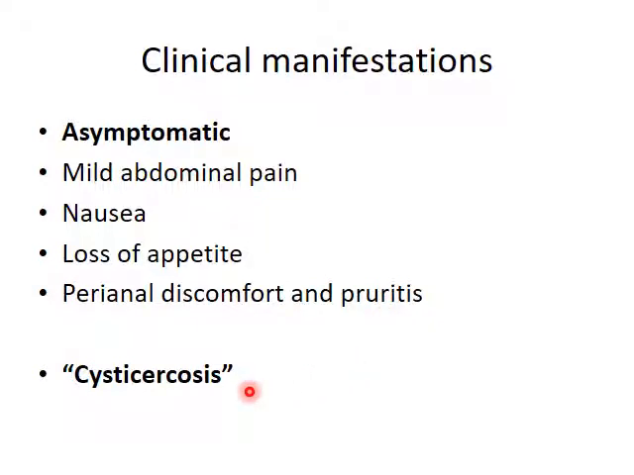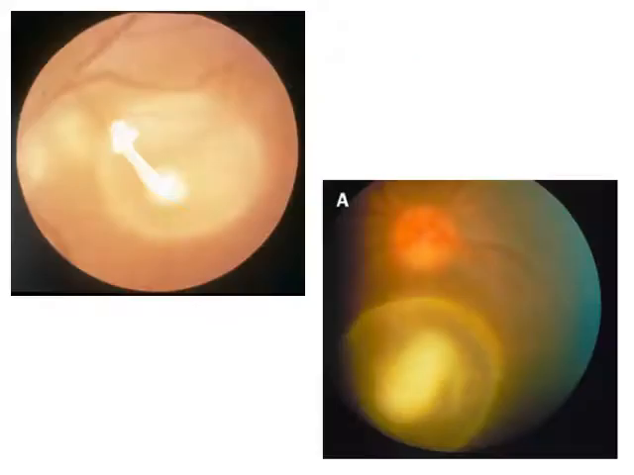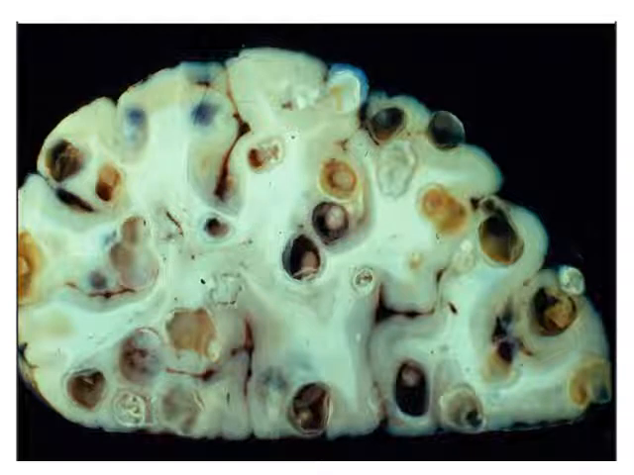And in case of Taenia solium, when the Cysticercus cellulosae infects humans, it might cause cysticercosis, which depends upon the localization of Cysticercus cellulosae. You can see the picture of cysticercosis in the eye. A picture of neurocysticercosis, that is the Cysticercus cellulosae localized in the brain.